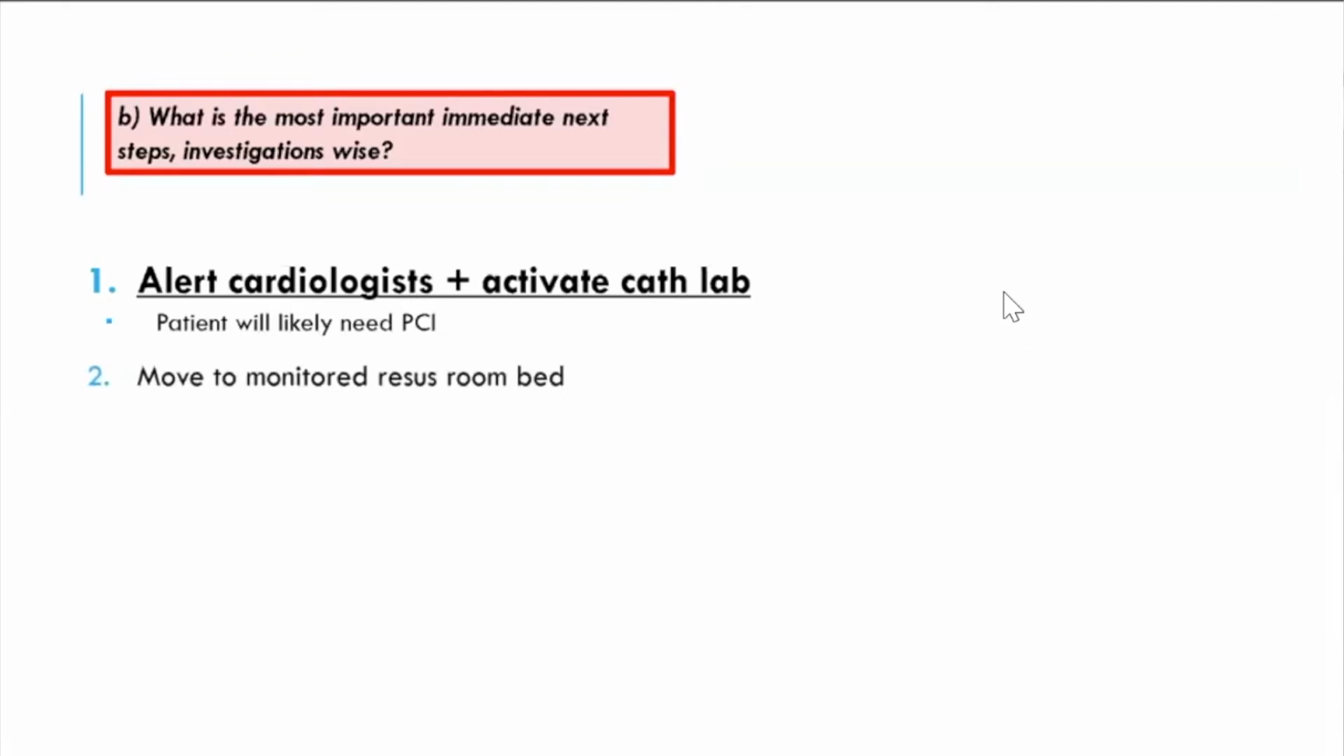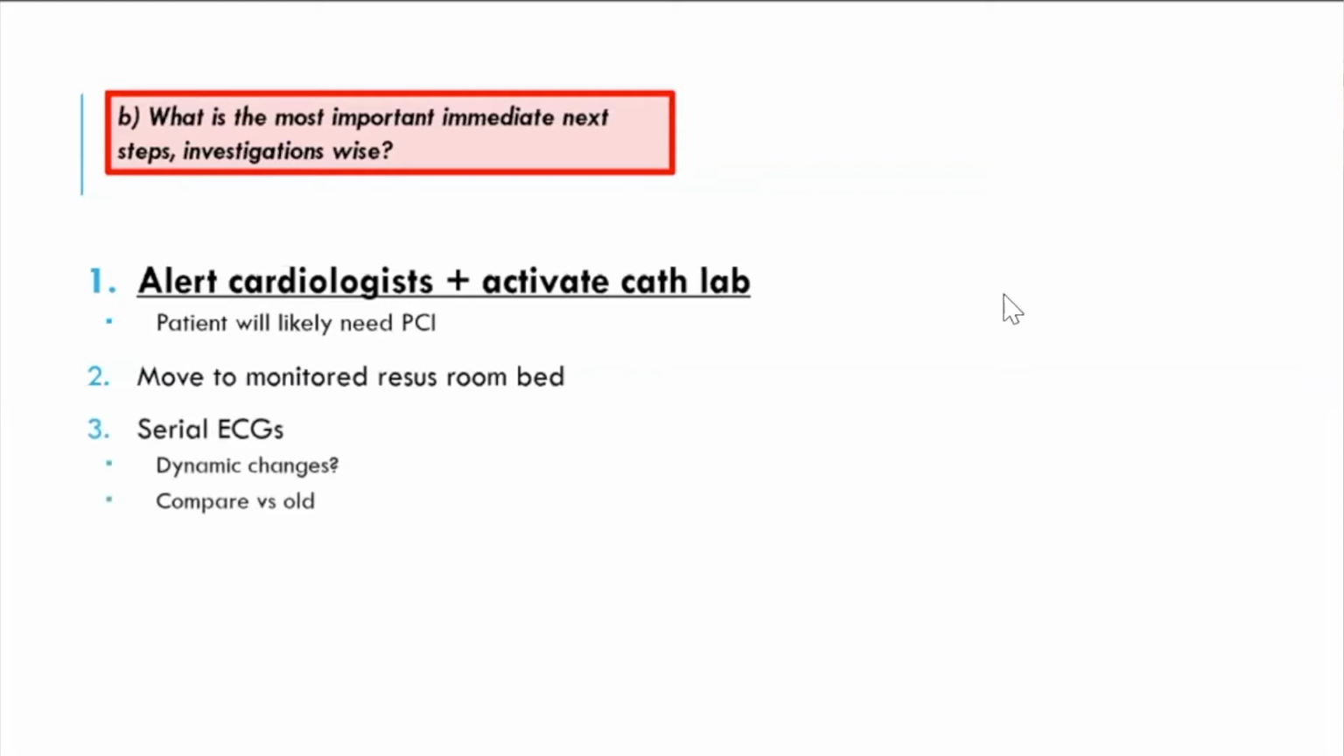Move them to a monitored bed in the resuscitation room, so the highest alert room where there's a high ratio of nurses to patients. So a 1-to-1, one nurse to one patient, for example, where they can really closely monitor the patient.